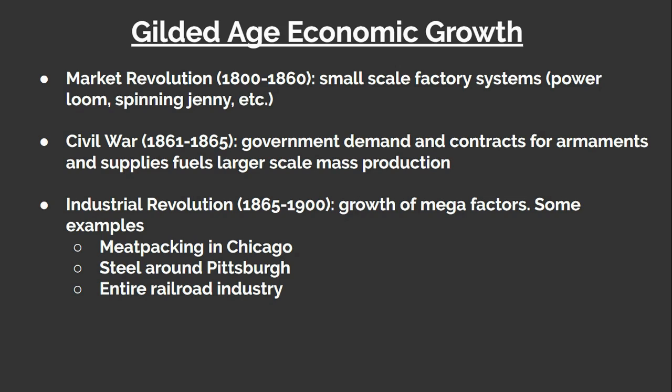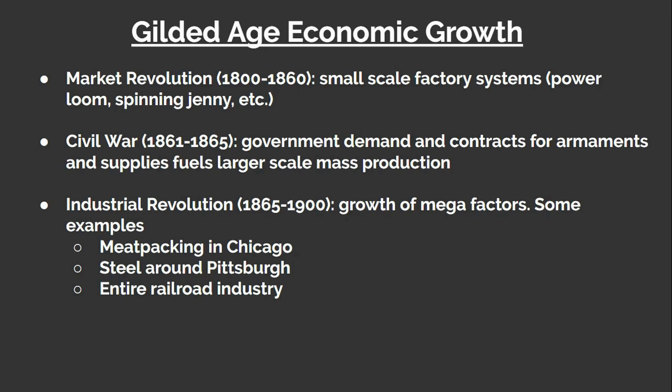that era. Earlier in the 1800s, in APUSH period 4, there was the market revolution, which was small-scale factory systems springing up in the Northeast. And then during the Civil War, the U.S. government had great demand and contracts for armaments and supplies, which helped fuel larger-scale mass production. After the Civil War is the Gilded Age, also known as the Industrial Revolution in the U.S.